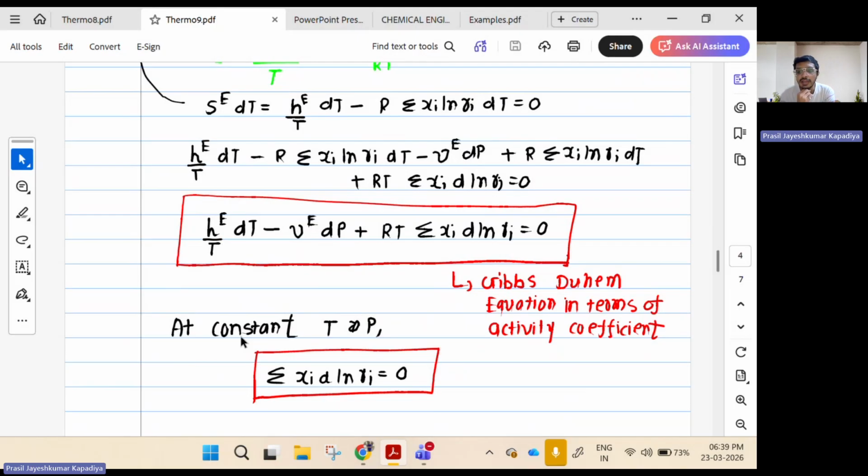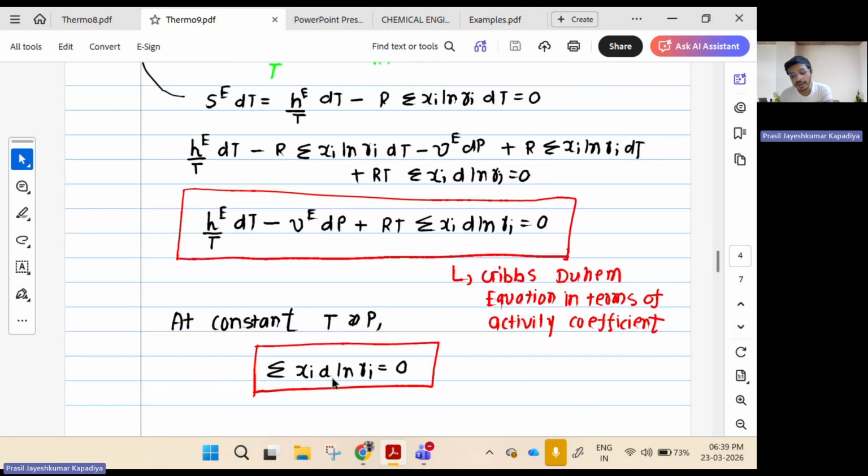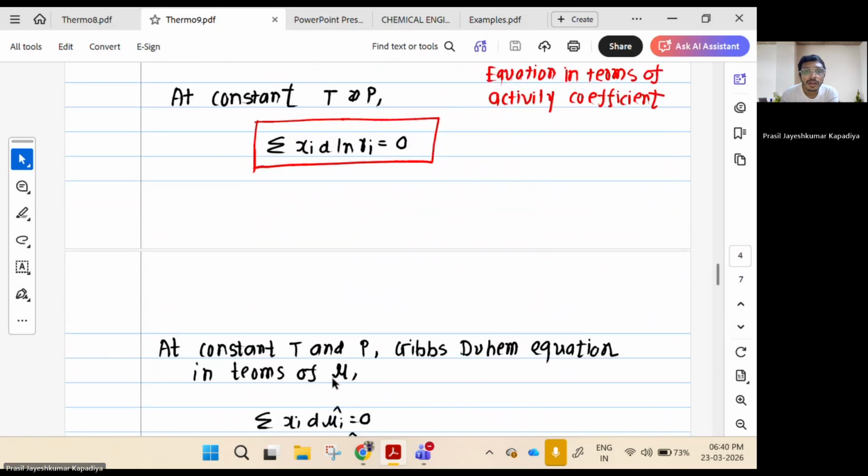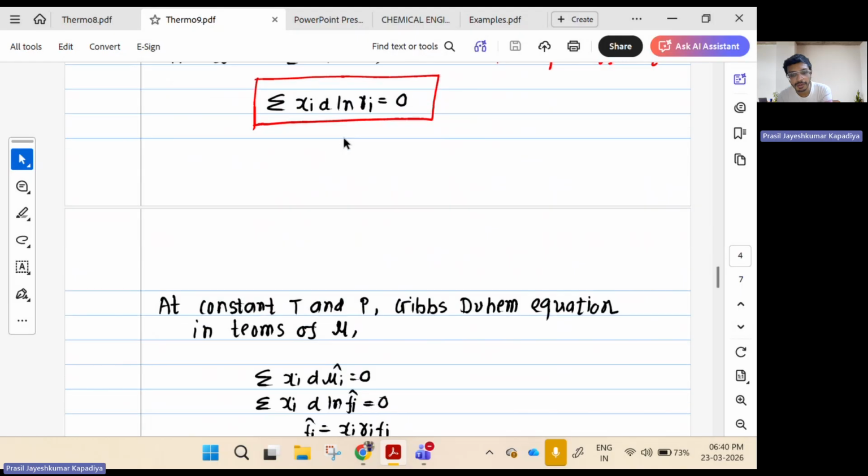Now let's say I'm dealing with constant temperature and constant pressure. At constant temperature and constant pressure, this term is going to be 0, and this term is going to be 0. So we are only left with RT into summation Xi d ln gamma is equal to 0. The RT term is not 0, so we are only left with summation of Xi into differential of ln gamma is equal to 0. So this is the Gibbs-Duhem equation in terms of activity coefficient at constant temperature and constant pressure.